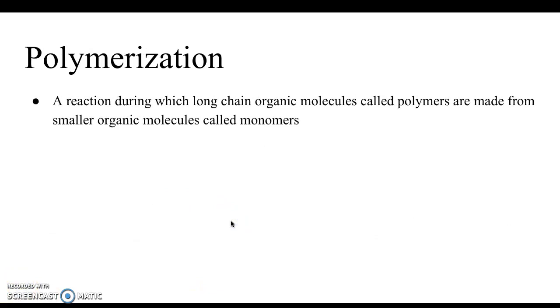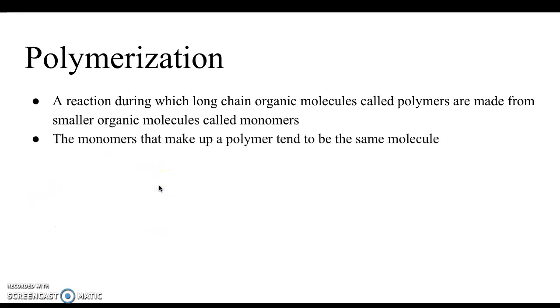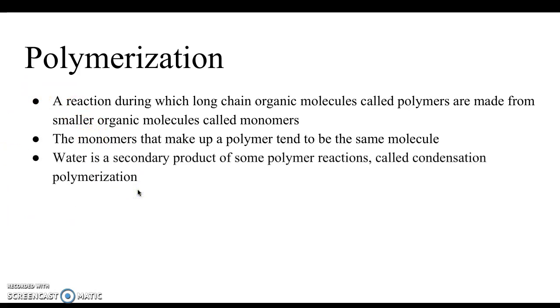Polymerization. This is a reaction in which a long-chain organic molecule, usually called a polymer, is made from smaller organic molecules called monomers. So polymers are made up of smaller repeating units called monomers. The monomers that make up a polymer tend to be the same molecule. Again, it tends to be repeating smaller units. Water tends to be a secondary product of polymer reactions.